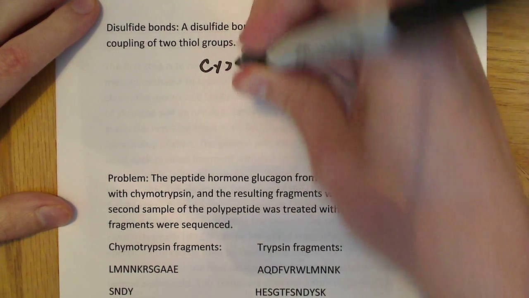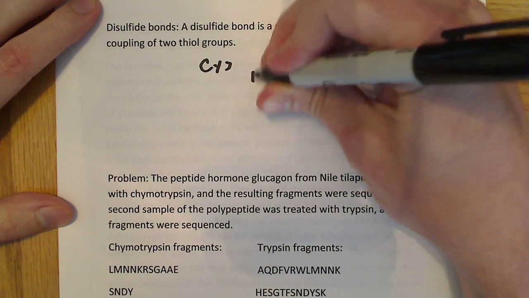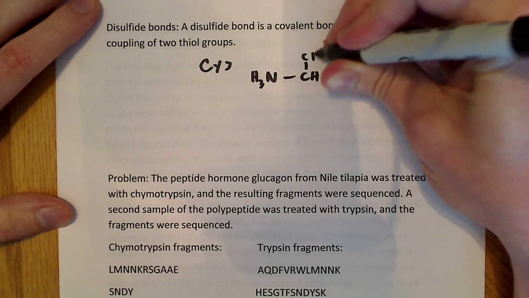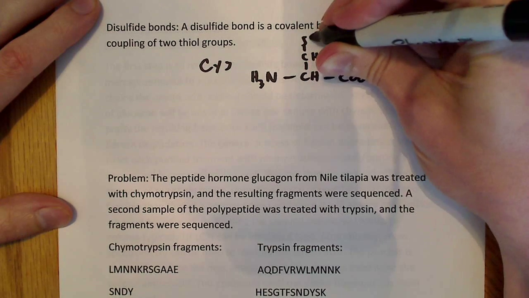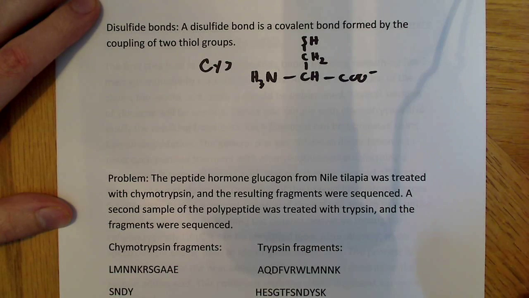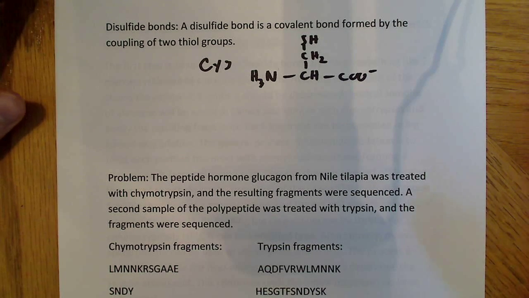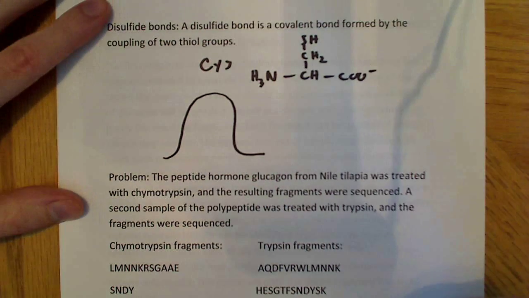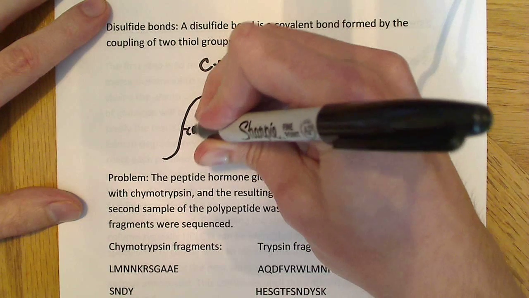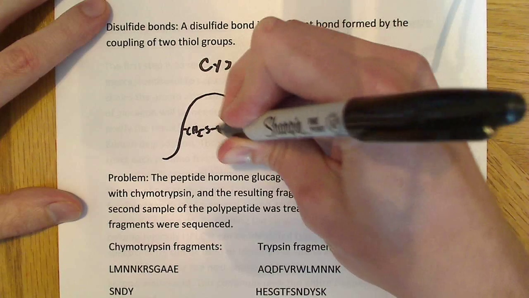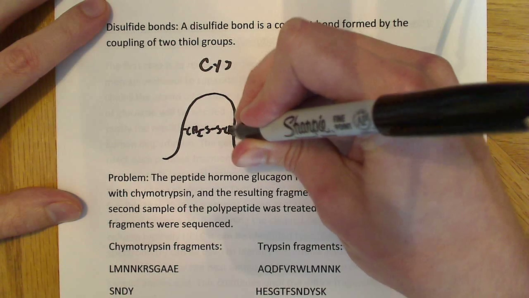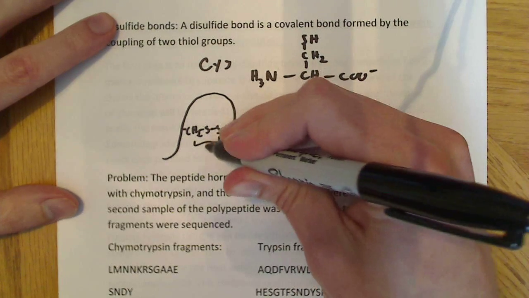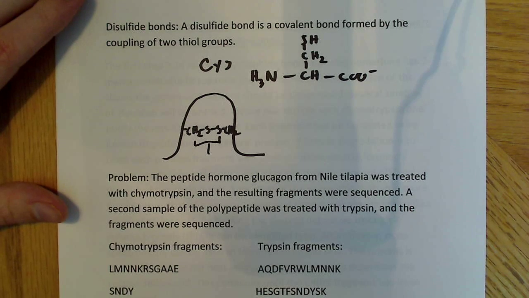If you remember CYS, we have N, CH, COO minus, and that's a CH2, SH, is the amino acid cysteine. So if I were to draw a disulfide bond, I would say, well, maybe here's my polypeptide, something like this, and then we'd have a CH2, an S, and another CH2. So essentially this bond formation here is a disulfide bond.